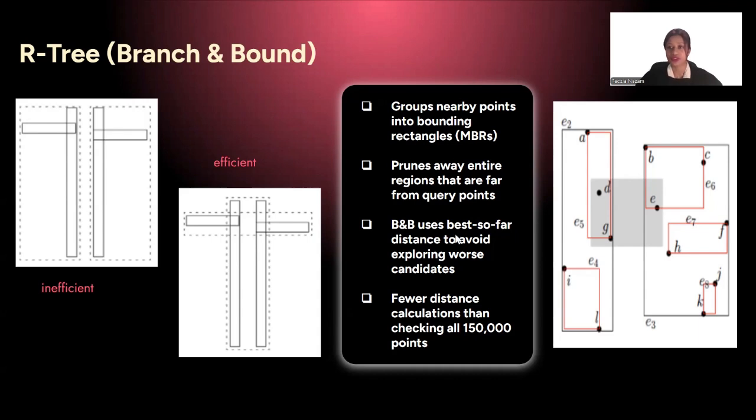And it also prunes. So pruning is when a bounding rectangle is very far from the query point. For example, this one, it's too far. Then it just automatically skips that rectangle altogether. And that skipping behavior is what they call pruning, and the branch and bound strategy uses it best. It's because it works with the best distance it has found so far.